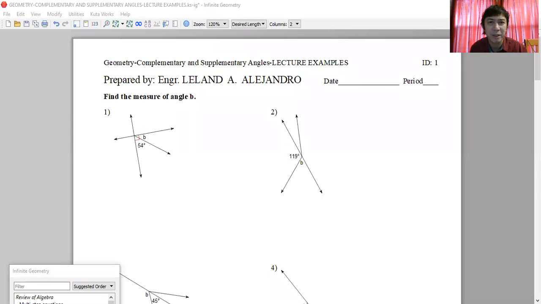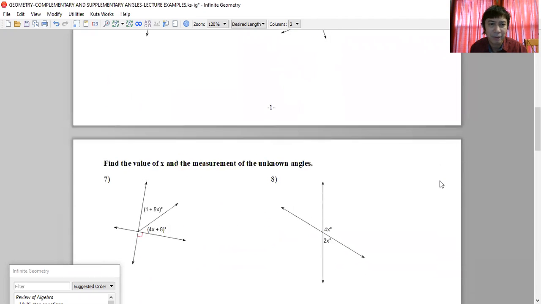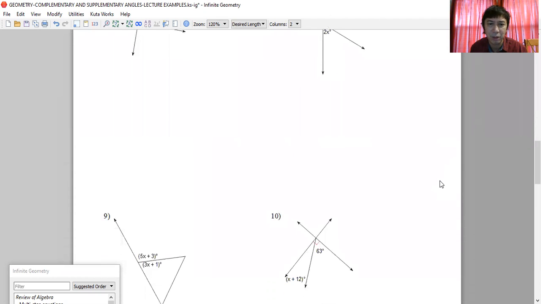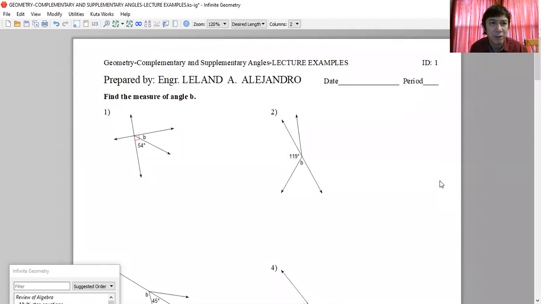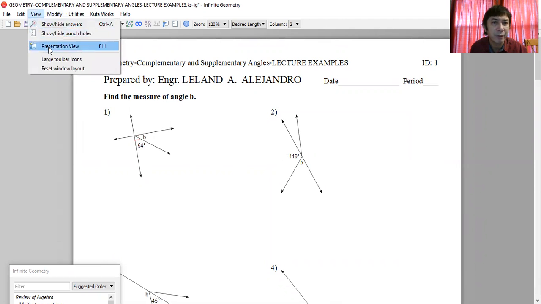We're going to check on the problem sets and do a little discussion with the problems. So let us see the problem set on the other screen. Okay, here's the problem set, and it's about 10 questions. So we will be doing the solutions and the answers. Okay, so for this we have complementary and supplementary angles, and these are our lecture examples. So we're going to have the first problem over here.